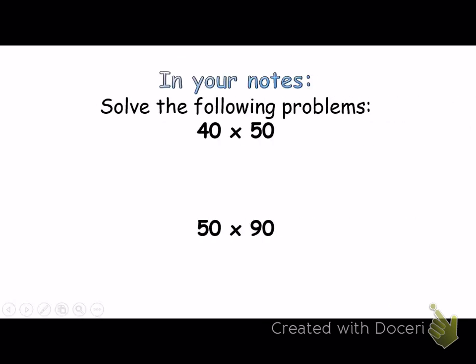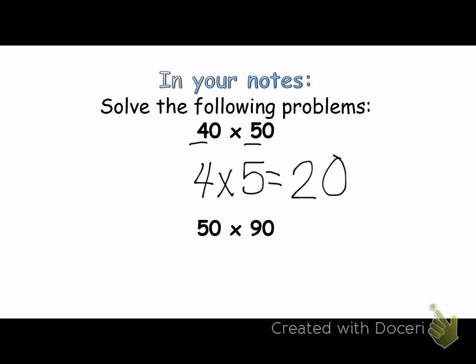In your notes, go ahead and try to solve the following two problems. 40 times 50. Four times 5 gives me 20. My answer is 20, but I still have 2 zeros left over here in the equation. So it's very important for me to add those 2 zeros on the end. And don't forget to add your commas. Your answer should be 2,000.